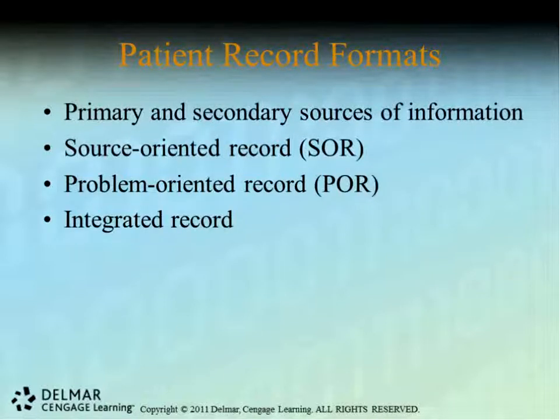Now, there are different formats for a record. We talked about primary and secondary sources. Your primary sources of information are records documented based on actual patient care, like your operative reports and things like that. Your secondary sources of information are information that's abstracted from your primary sources. That would be like your master patient indexes, your incident reports, and your different registries.